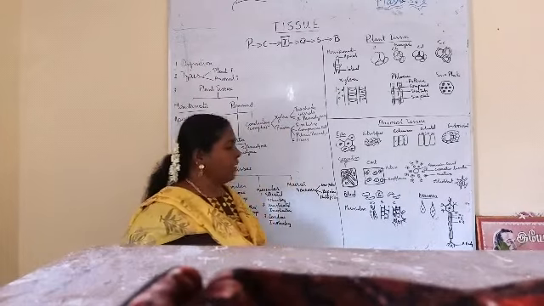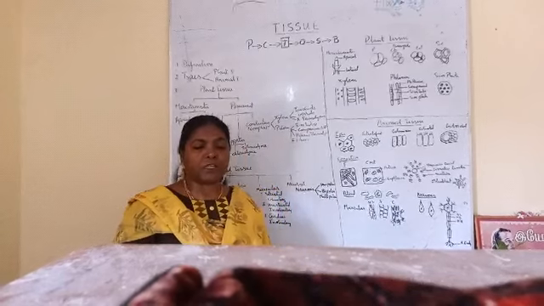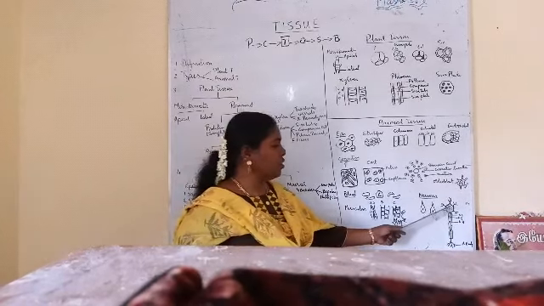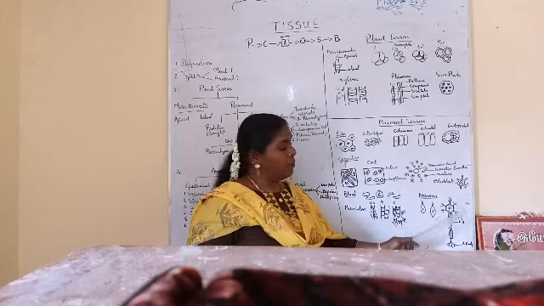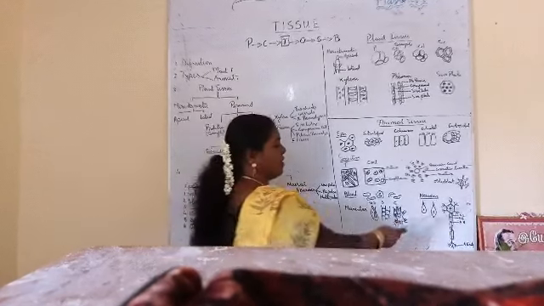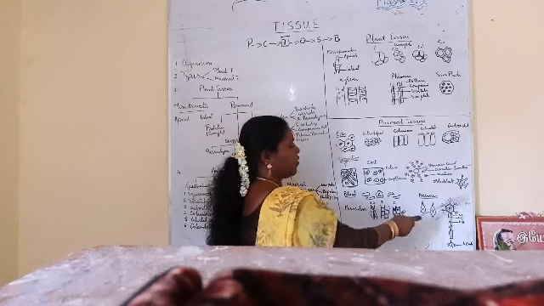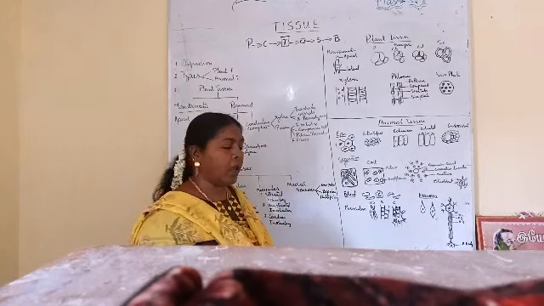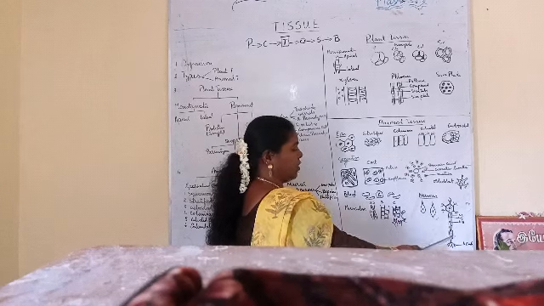Anyway, we will see it. The multipolar neuron has a cyton, the cell body. It is also called pericaryon. And this cyton has branched projections and unbranched projections. Branched projections are called dendrons. Each dendron gives rise to branches, they are called dendrites. The unbranched process is called axon.